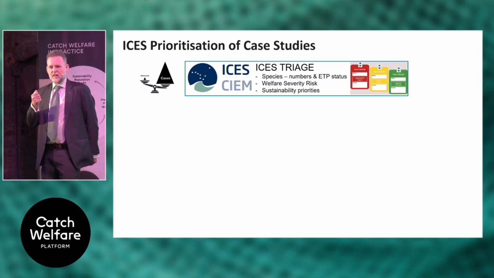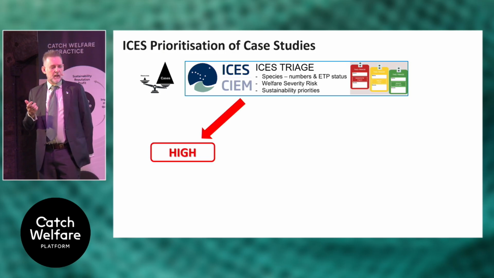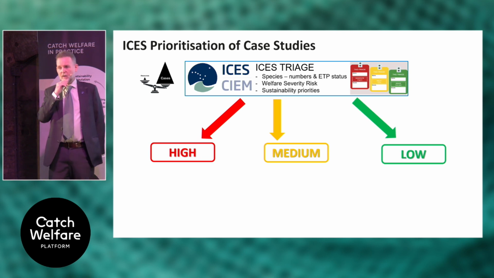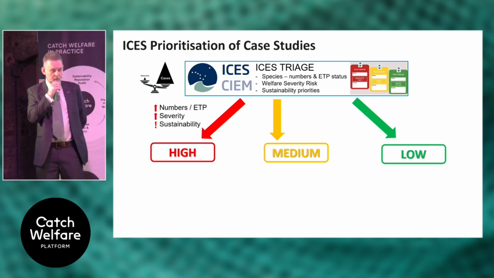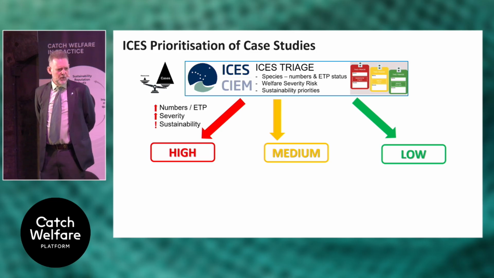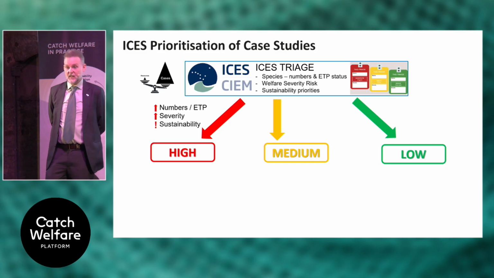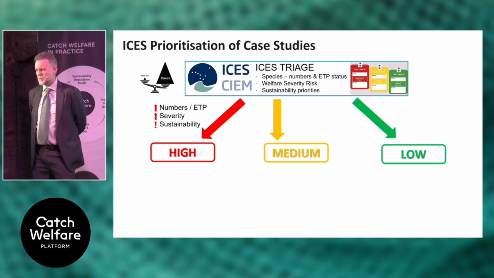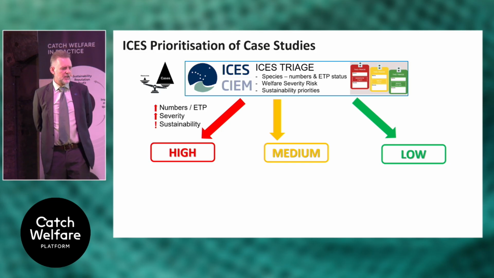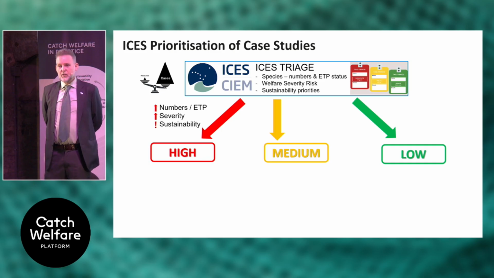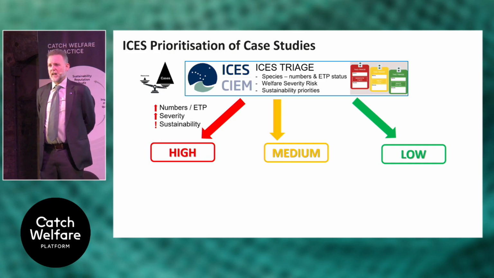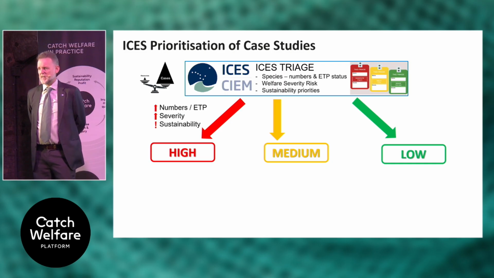And we decided the first step, we're going to need to triage. We're going to need to prioritize the various case studies. And so by triaging, we're going to come up with high, medium, and low priority. The high priority cases are going to involve large numbers of animals, either in the catch or in the bycatch. They may include protected species, endangered, threatened, protected species. We'll be looking for scenarios in which we've got a likelihood of high severity in terms of impact.